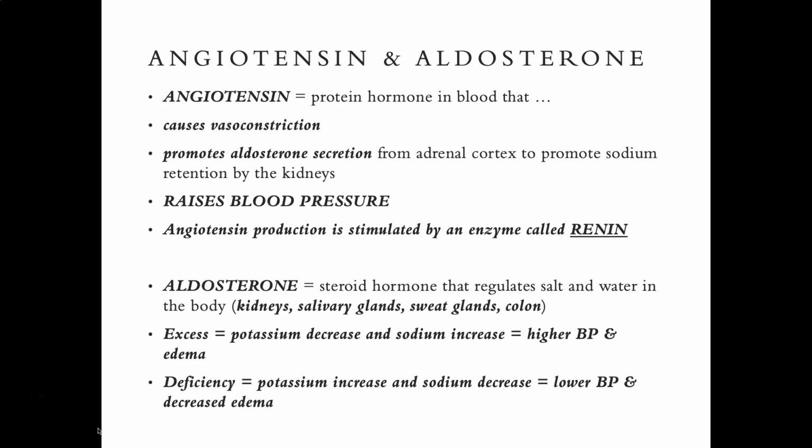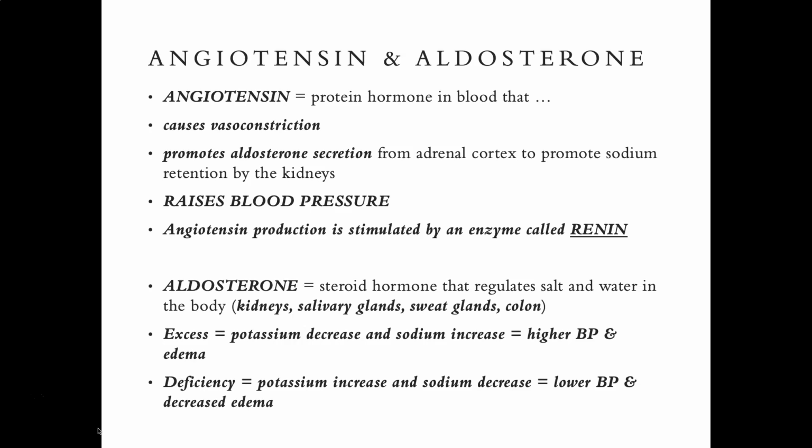Angiotensin and aldosterone. These are really, really important to know. Angiotensin is a protein hormone in blood that causes vasoconstriction and promotes aldosterone secretion from the adrenal cortex in the kidney to promote sodium retention by the kidneys. Angiotensin raises blood pressure. You need to know this.